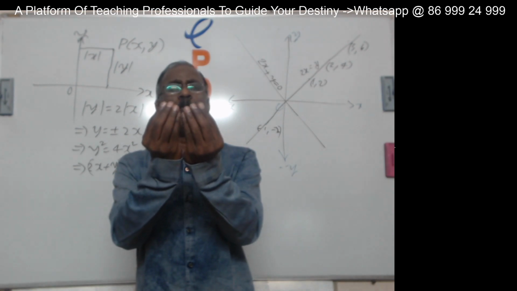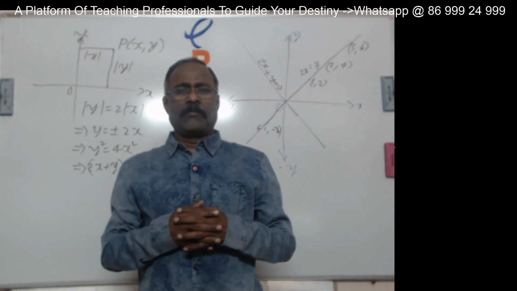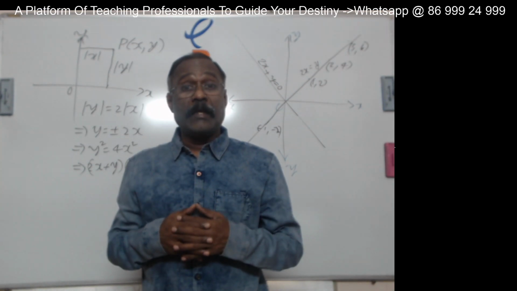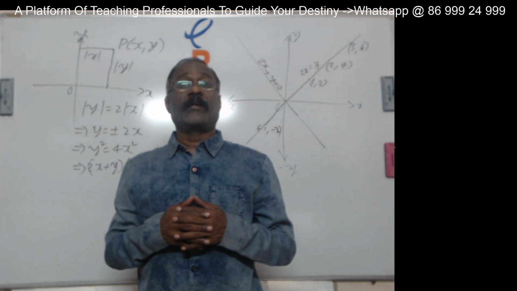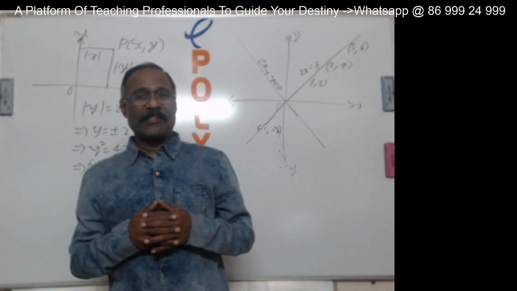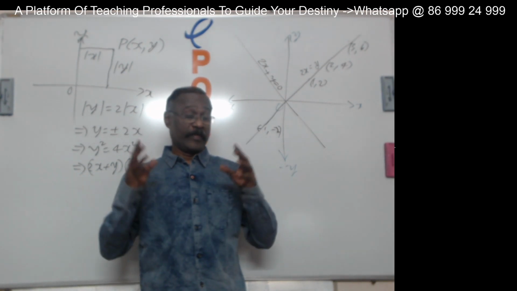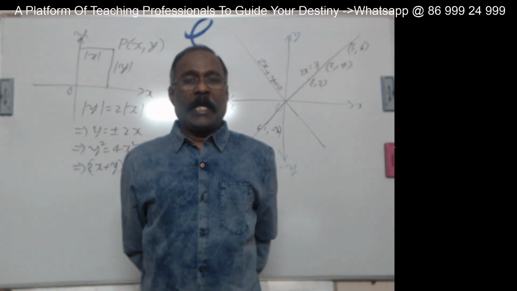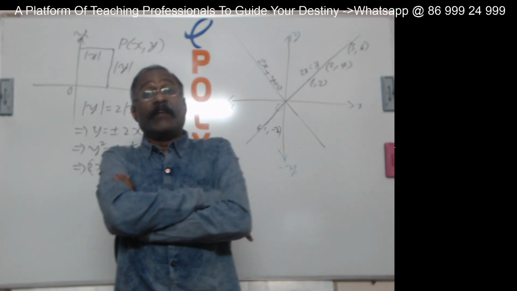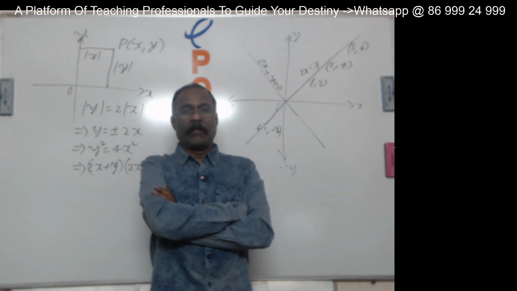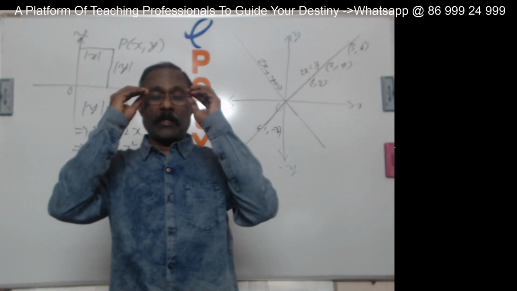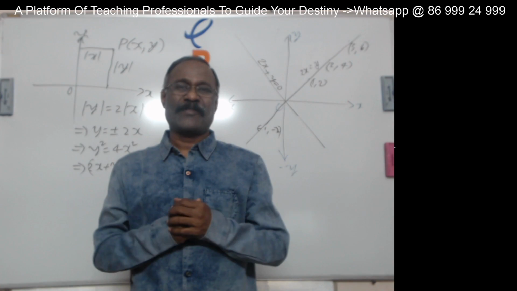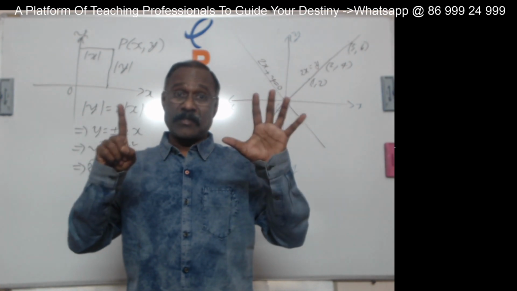See, whenever you have a bigger equation, what is the biggest equation in two-dimensional geometry? As I said in the previous classes, it is a second degree non-homogeneous equation. What is a second degree non-homogeneous equation? You must remember it, it must be on your tongue: ax square plus 2hxy plus by square plus 2gx plus 2fy plus c equal to 0. It is a second degree non-homogeneous equation consisting of 6 terms.